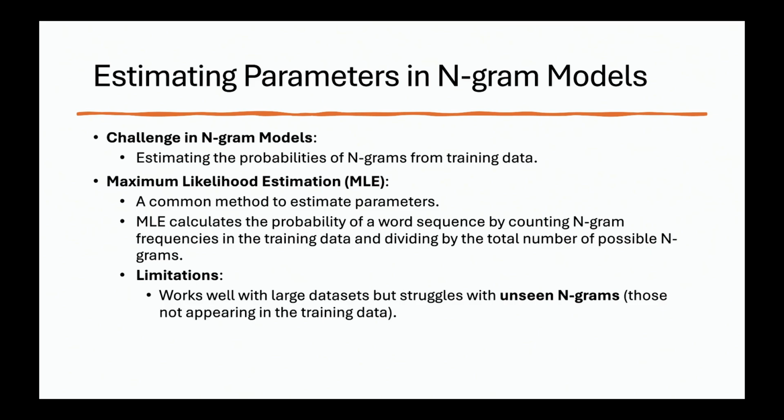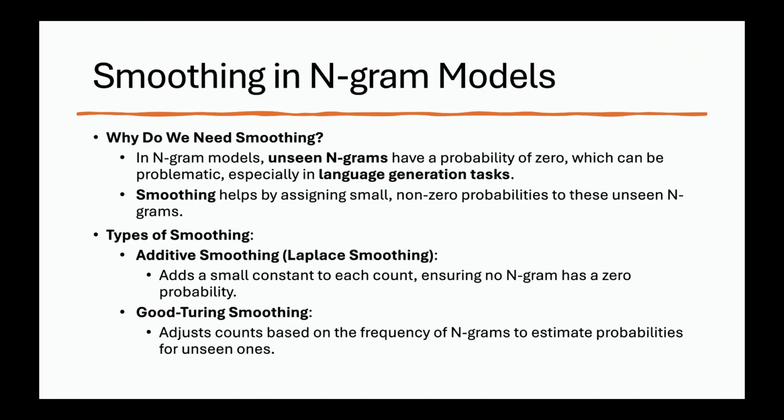While MLE works well with large data sets, it can struggle with unseen N-grams, those that don't appear in the training data. Next is smoothing in N-gram models. This brings us to smoothing, a technique used to handle zero probabilities for unseen N-grams. Why do we need smoothing? In N-gram models, if a particular N-gram doesn't appear in the training data, its probability will be zero, which can cause issues, especially in language generation tasks. Smoothing helps by assigning small non-zero probabilities to unseen N-grams.